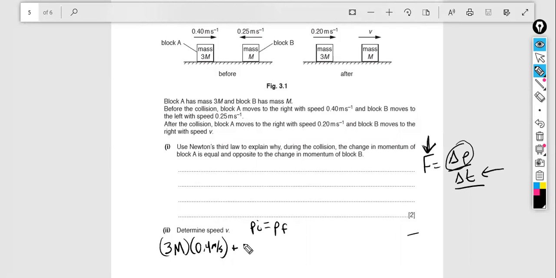And so the momentum of block B would be m times its velocity, which is negative 0.25 meters per second. Take care of the opposition of these velocity vectors. That one has to oppose the other one. So I'm calling right positive, and so this velocity is negative. The final momentum is going to be 3m moving at speed 0.2 meters per second plus m moving at speed v.